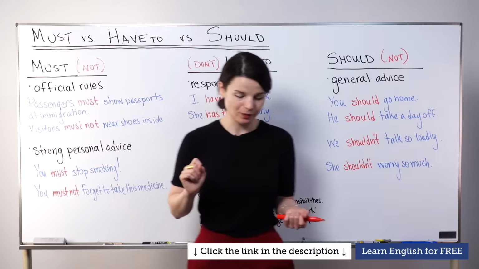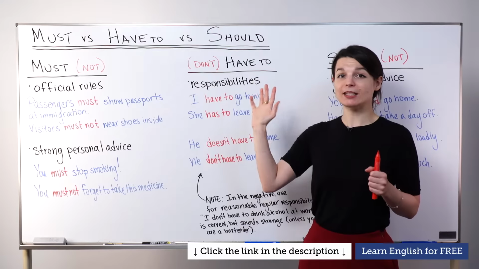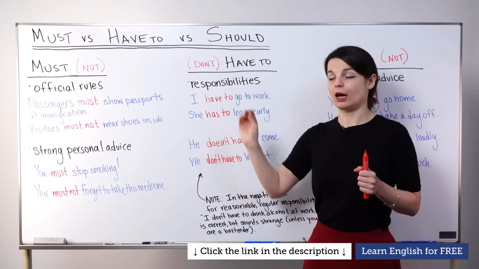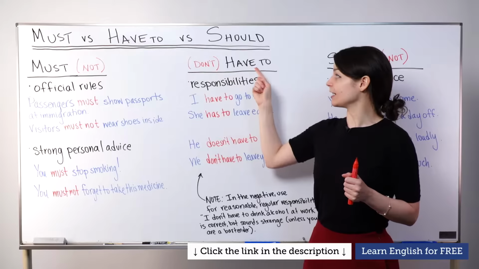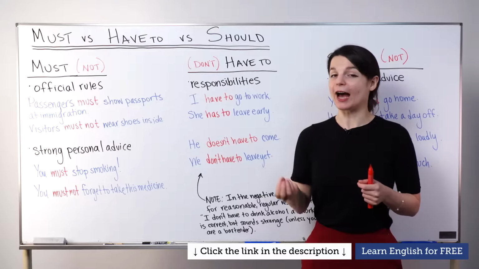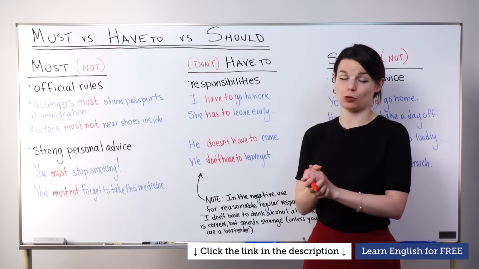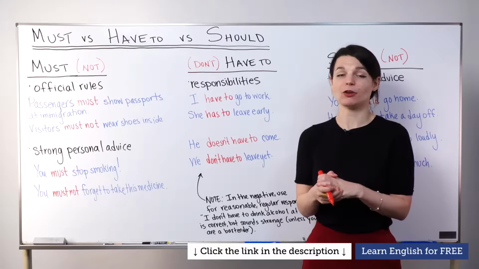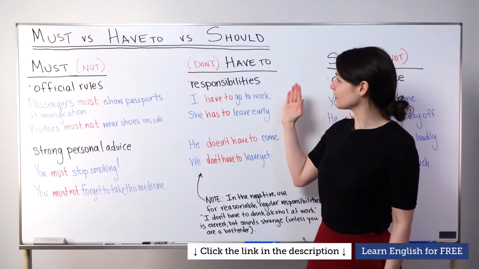Let's continue to the second point for this lesson, which is have to. In the negative, don't have to. For different subjects, doesn't have to in the negative, and in the positive, has to. The same rules will apply to need to as well. Need to. Also have got to in British English. So let's look at how we use this.